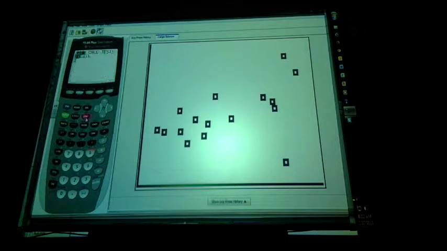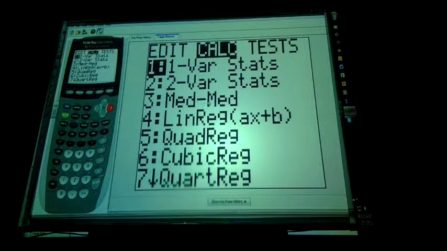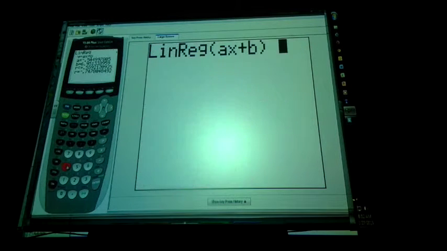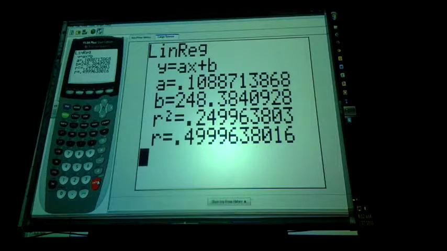So now I'm going to go stat, calculate. I want to find the linear regression, which is number 4. Hit enter. You don't have anything in list 1, list 2, I don't have to necessarily list it. It looks like I have an R value of 0.49, so about 0.50, and an R squared of about 0.25. Wait, I don't have those R's.